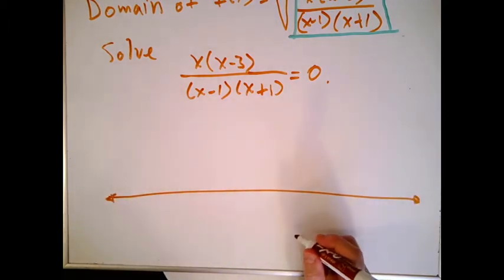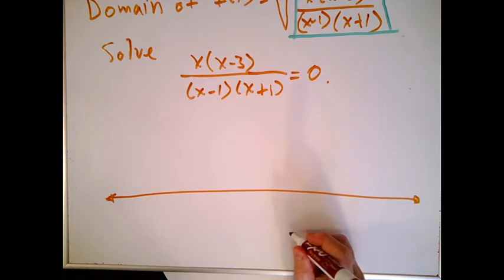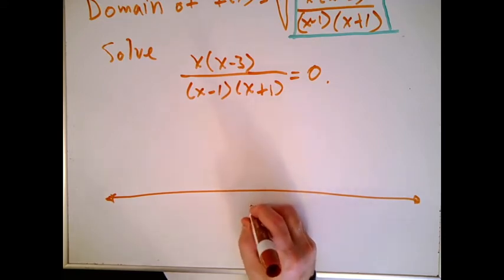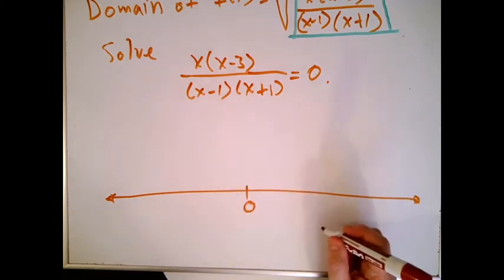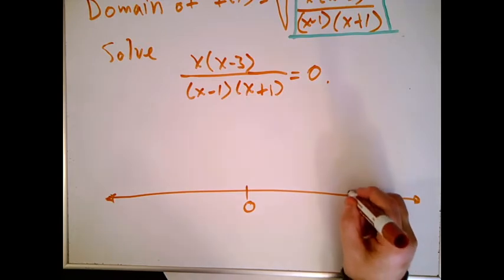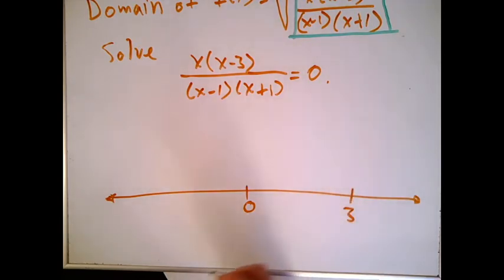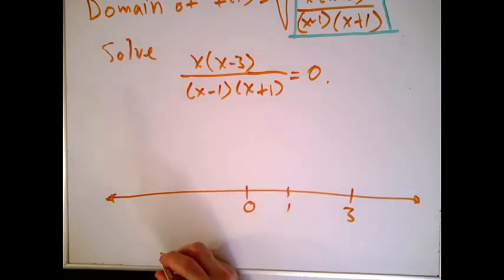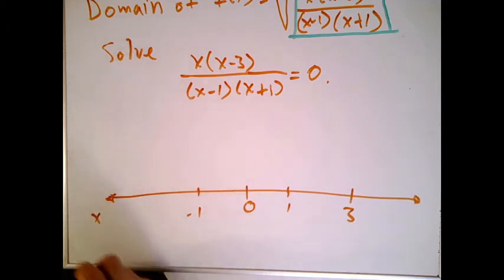On the number line, the only numbers that you actually put are any numbers that make the top 0 or make the bottom 0. For example, when I set the top equal to 0, I get x equals 0. So that is a number that's going on my number line. When I set the top equal to 0, I also get 3. So that's a number that's going on my number line. When I set the bottom equal to 0, I can get 1. When I set the bottom equal to 0, I can also get -1. So those are the only x values that you actually put on your number line.